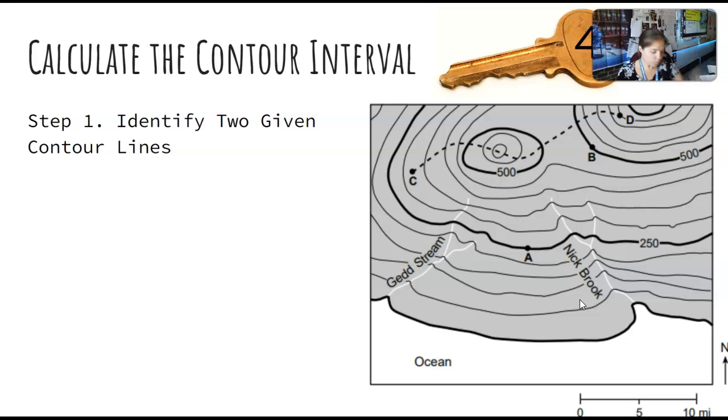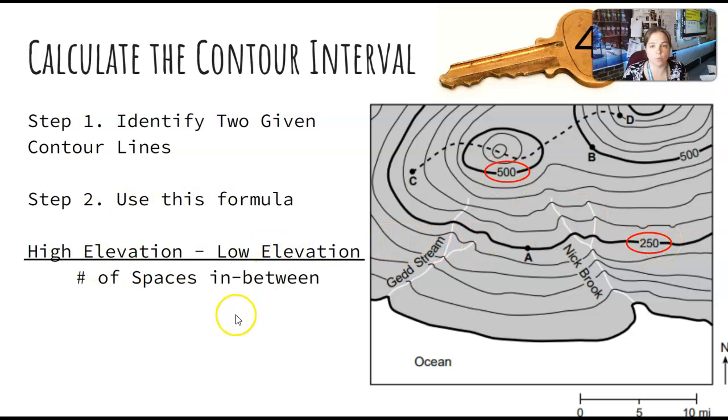All right, we're going to go to number 4. We're going to look at the contour interval of this map right there, 4 down here. The first thing you're going to do is find the 2 dark lines given. So there's 500 and 250. Once you have those, you can use the simple little formula of taking those 2 lines and subtracting them. So 500 minus 250, you're left with 250. And then you're going to count up. I'm going 1, 2, 3, 4, 5 lines up. That's the spaces in between.